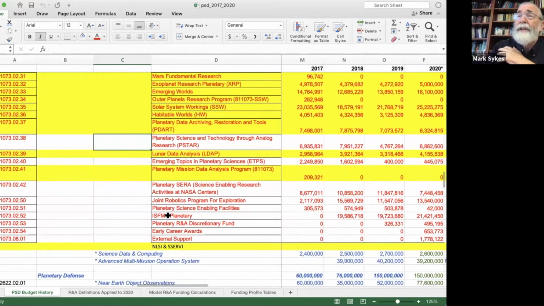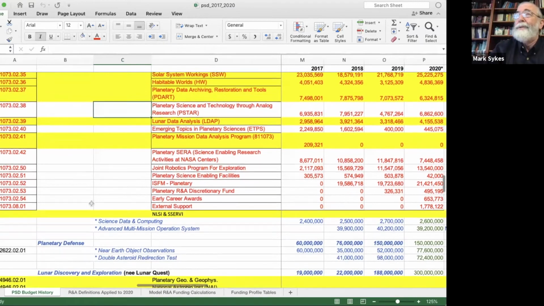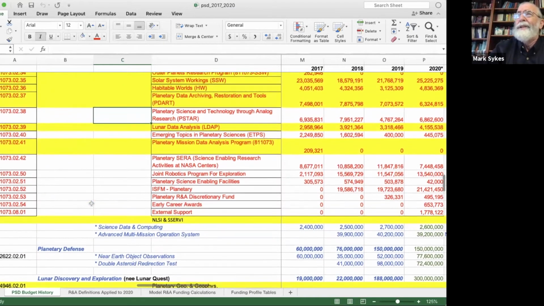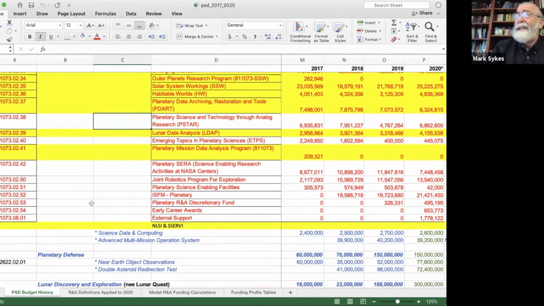Here's the Internal Scientist Funding Model, the science enabling research activities at NASA centers. They're not openly competed, so I don't include them here. Perfectly fine to have in the planetary budget. I just think it makes no sense to include them as RNA, because they're going to be scoped basically by the needs of centers, and that's, I think, beyond the scope of the Decadal Survey.